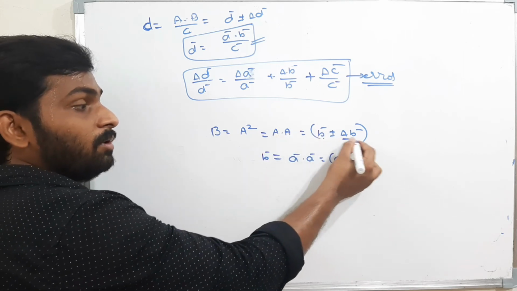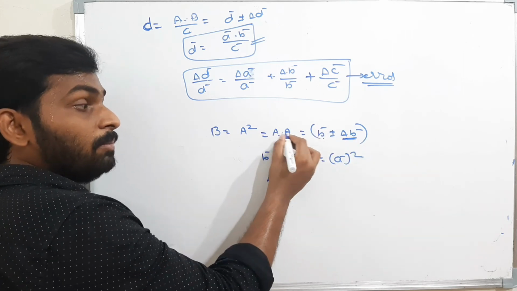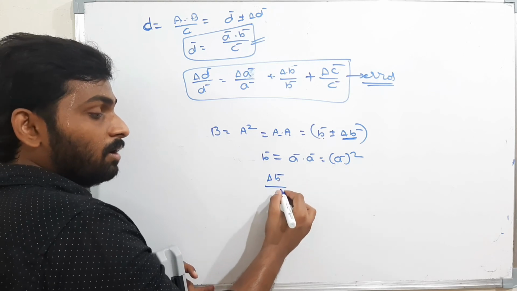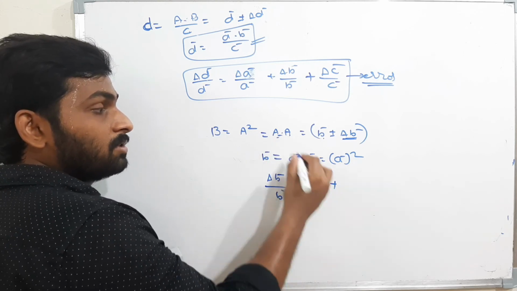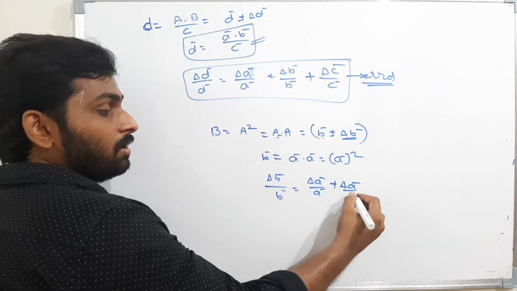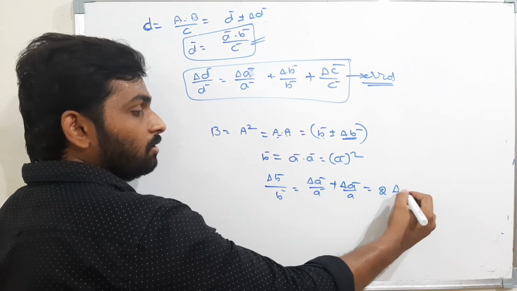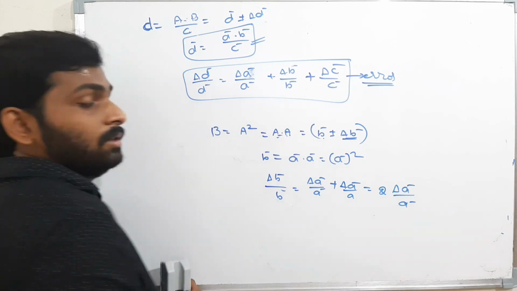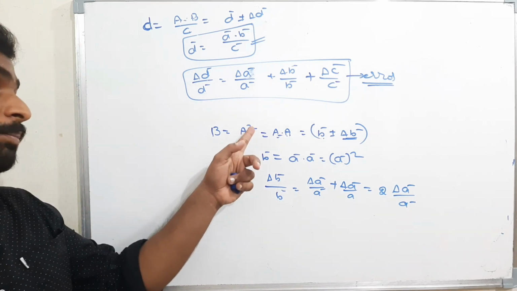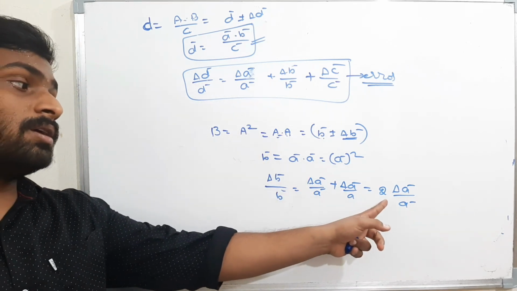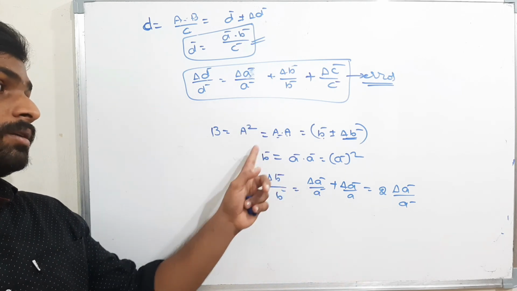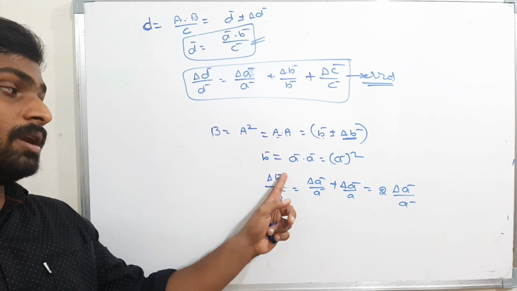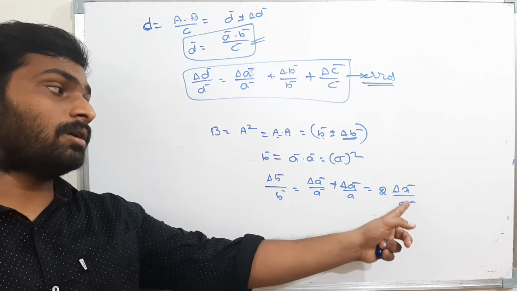Now how do you find delta B bar? Both are in multiplication. Therefore delta B bar by B bar must be equal to delta A bar by A bar plus delta A bar by A bar, which is nothing but 2 into delta A bar by A bar. That means, observe carefully, the power will become the multiplication factor while finding the errors. A square, therefore the relative error in the B is nothing but 2 times the relative error in the A.